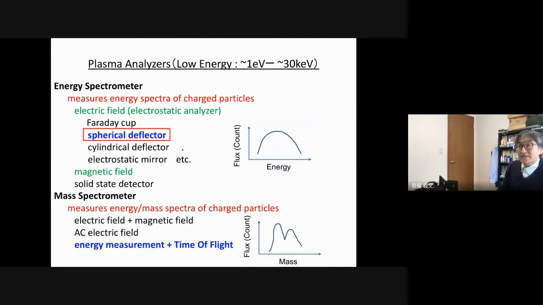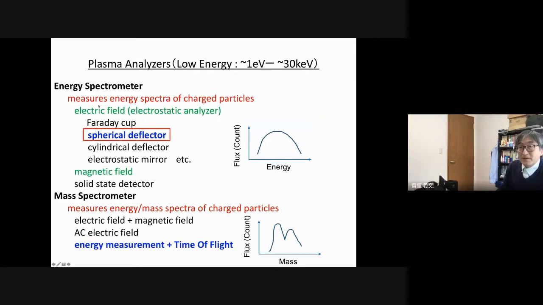The plasma analyzers covering low energy between 1 eV to 30 keV are categorized into two groups. One is the energy spectrometer, and the other is the mass spectrometer. The energy spectrometer measures energy spectra of charged particles. An energy spectrum is shown here. It is a line plot. The horizontal axis is energy, and the vertical axis is flux or count.